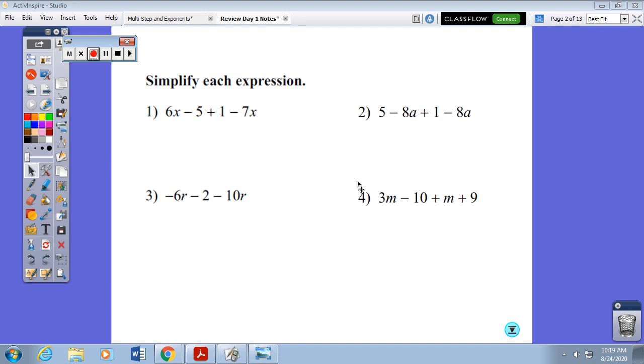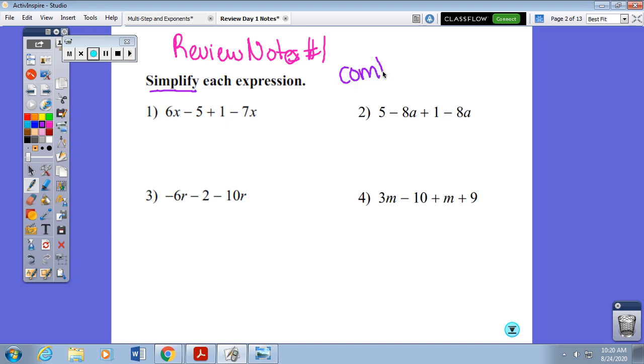Going to look at review notes number 1. That's what this assignment is here. So at the top of your page it should say review notes number 1. The one thing that I have stressed, and I do stress to students, is this right here says simplify. So when we simplify, we are going to combine like terms.